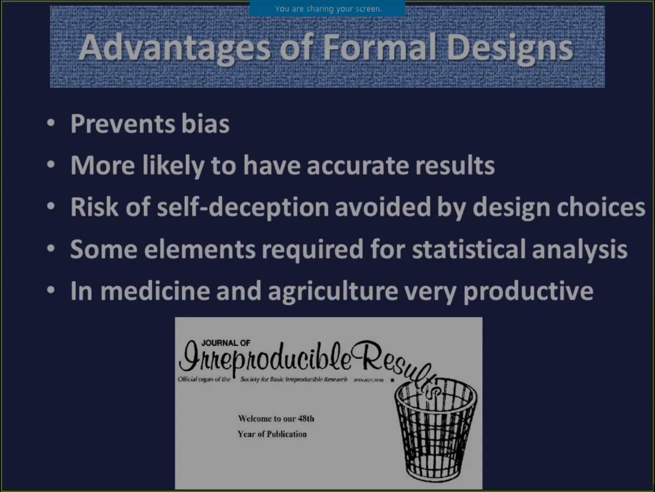First of all, this prevents unintentional bias, and that will allow you to be more confident that the results of a small study of a few objects or simulated objects can be generalized beyond that to actual treatment decisions. You're also more likely to have accurate results. That's of course important. And the risk of self-deception is avoided or reduced by attention to design choices. And we'll look at a few examples of when that happened.